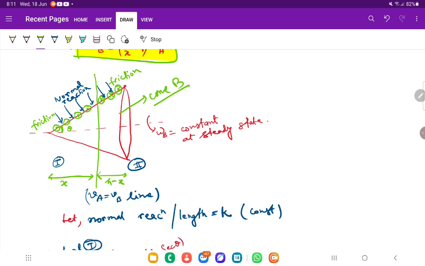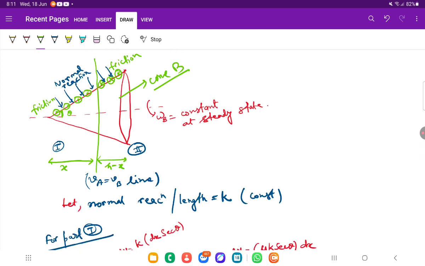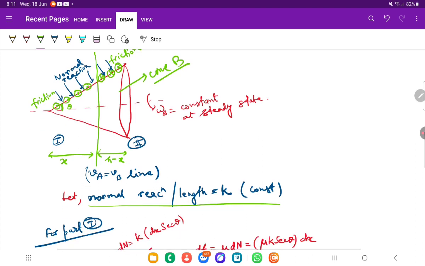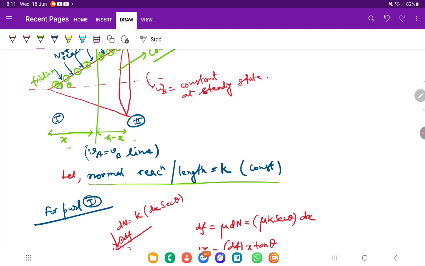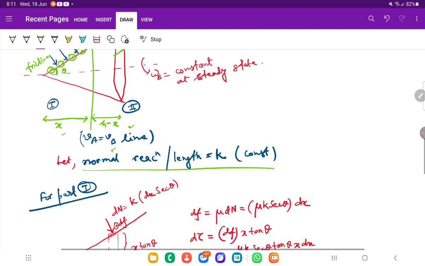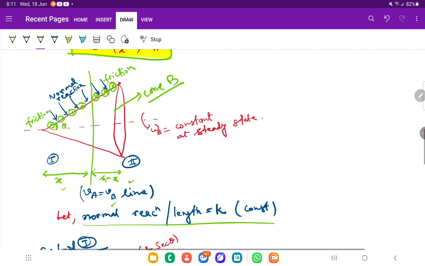So I have shown the normal reaction with the blue color. On that slant face, there will obviously be the contact force between two cones, and as all the cones are homogeneous, the mass distributions and both the figures are symmetric, you can assume that the distribution of normal reaction is also symmetric, right? So I have assumed here that the normal reaction per unit length will be K, some constant, and these distances I have already mentioned, X, H minus X, and this one was the VA equals VB line. So now we'll calculate the torque.